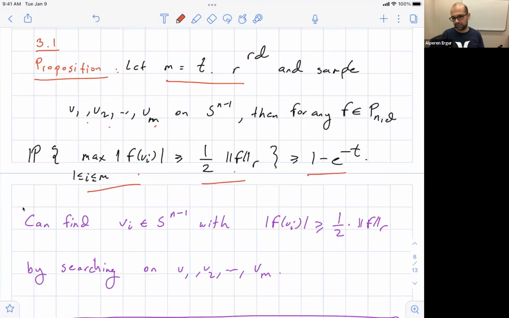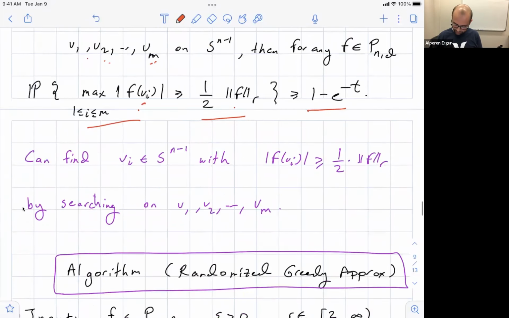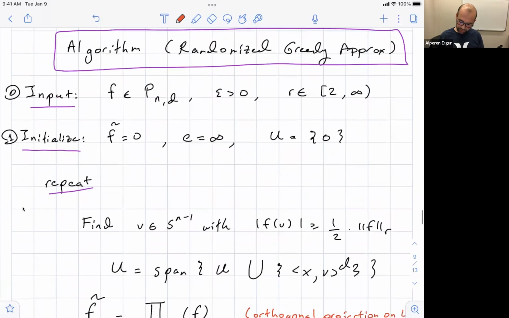If you sample 4 times this, you have e to the -4, whatever. So T is up to you to pick: sample, test. When you find one of the V_i, we need only one of them, satisfying the property we want, the algorithm runs. And here is how the algorithm works. You take the input, you give me an epsilon, you give me an LP norm that you like, an LR norm. And I initialize with nothing: f hat 0, error infinity, and a vector space which is empty.